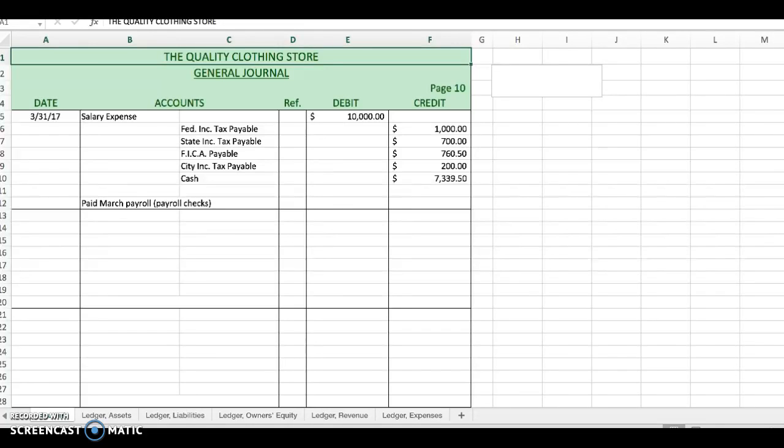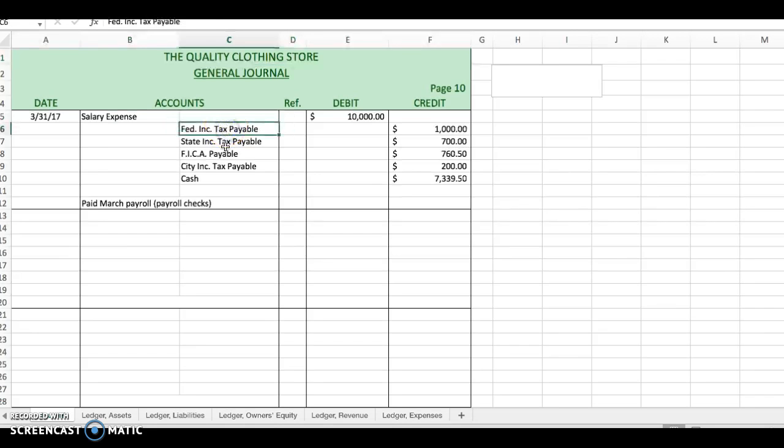Okay, now our next lesson deals with the similar situation that we had last time. This should look familiar. You have the same salary expense transaction journalized into the general journal, this time of the quality clothing store. This is what we had last time. Salary expense 10,000, and then you have several credits: federal income tax payable, state income tax payable, FICA payable, and city income tax payable.